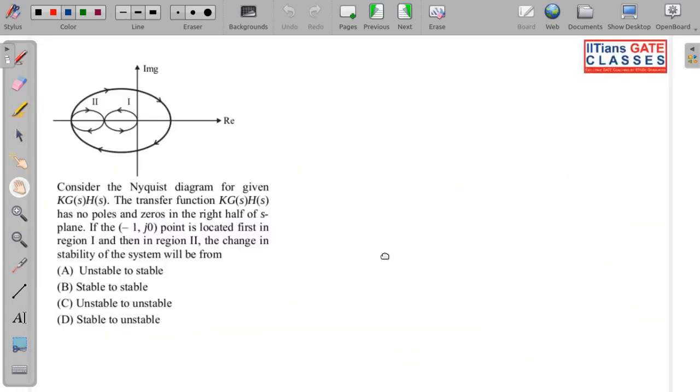So now let us see some questions. So this is the first question that we have over here. So very quickly solve this. I am giving you like 2 minutes to solve this question.